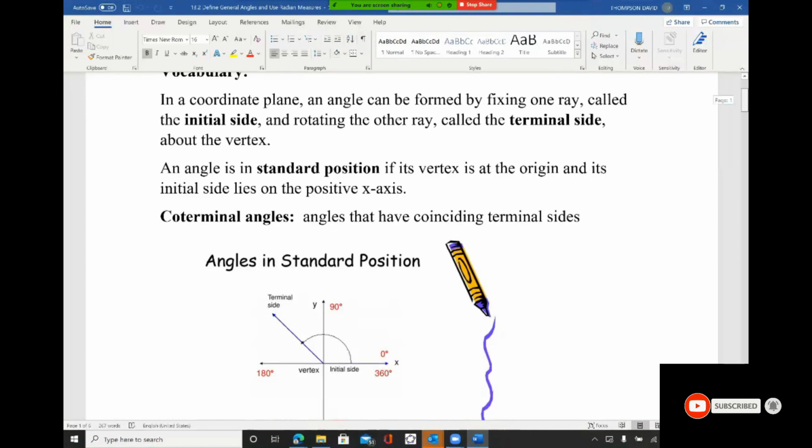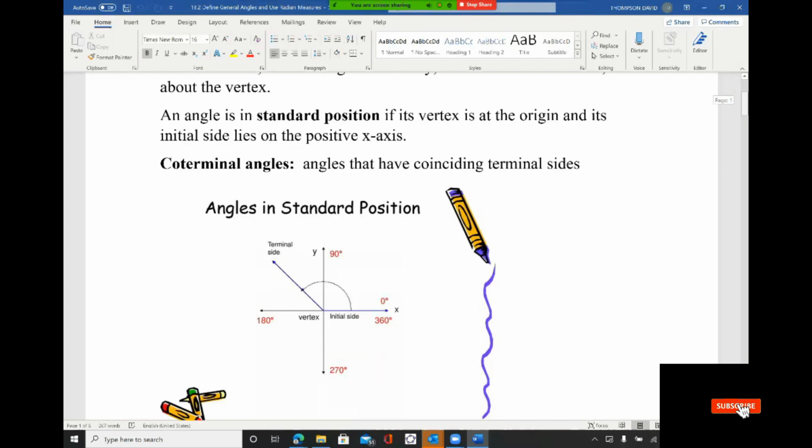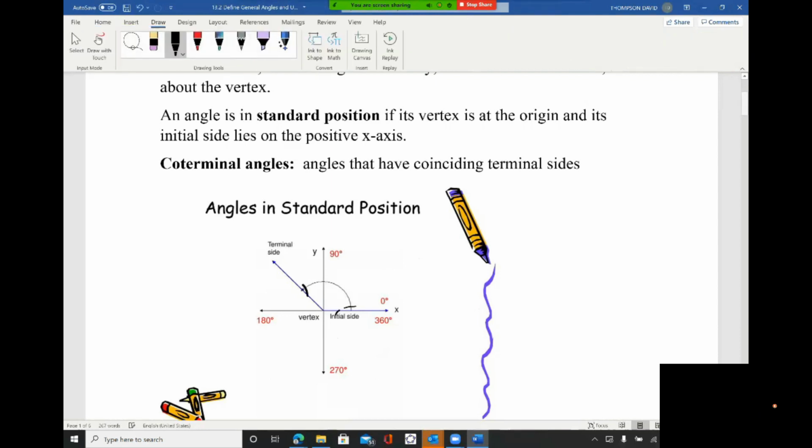An angle is in standard position if its vertex is at the origin and its initial side lies on the positive x-axis. So in the diagram below, we can see an angle in standard position, and we can see our initial side. We can see our terminal side. Coterminal angles are angles that have coinciding terminal sides.